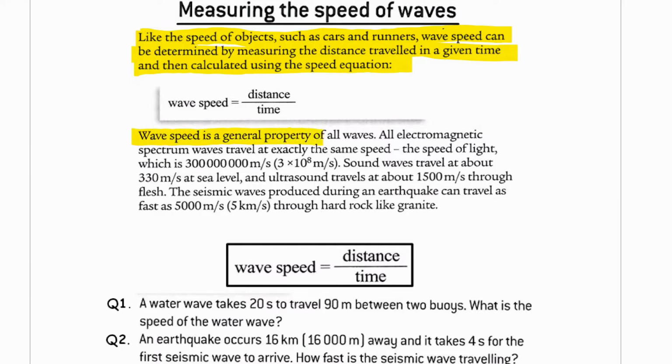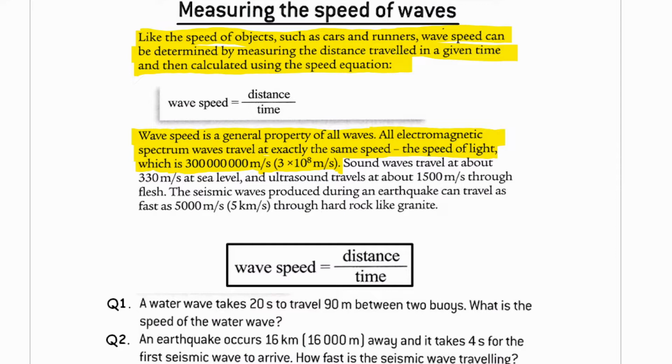Wave speed is a general property of all waves. All electromagnetic spectrum waves, don't worry about that, we'll be learning what electromagnetic waves are later on in this topic, all travel at exactly the same speed, the speed of light. Light is a type of electromagnetic wave, and nothing travels faster than 300 million meters per second. In standard form, that's 3 times 10 to the 8 meters per second. If light were able to travel around the world, we know it travels in straight lines, it would go around the world 8 times in 1 second.